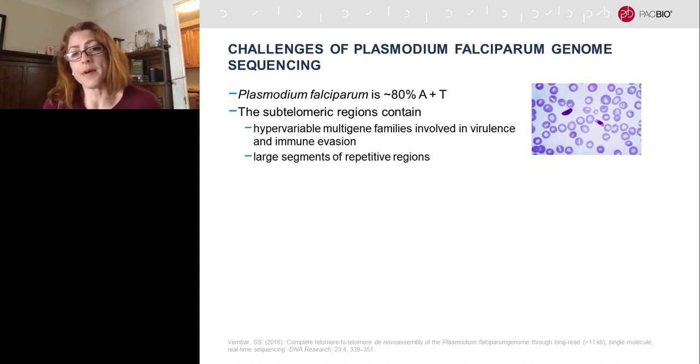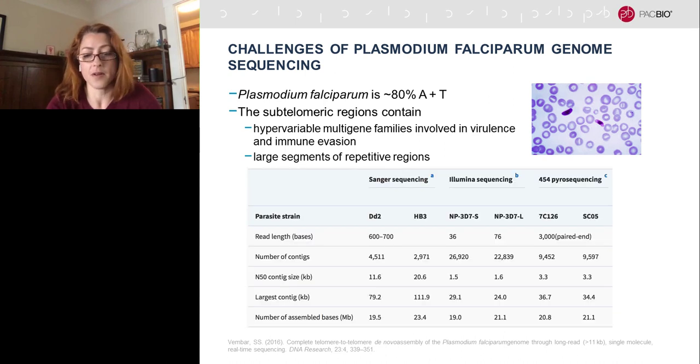One of the things that's most notable about this genome is that it's very AT rich, over 80% across the entirety of the genome. The subtelomeric regions are particularly AT rich, often up to 99%. These subtelomeric regions encode the hypervariable multigene families that we know are involved in both virulence and immune evasion. In addition to these homologous families, there are also large segments of very repetitive sequence.